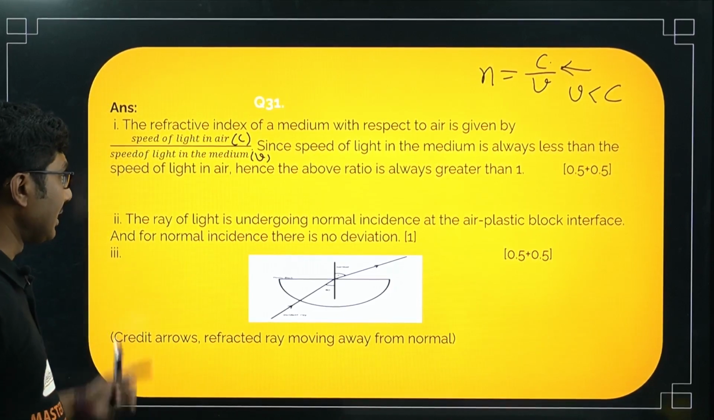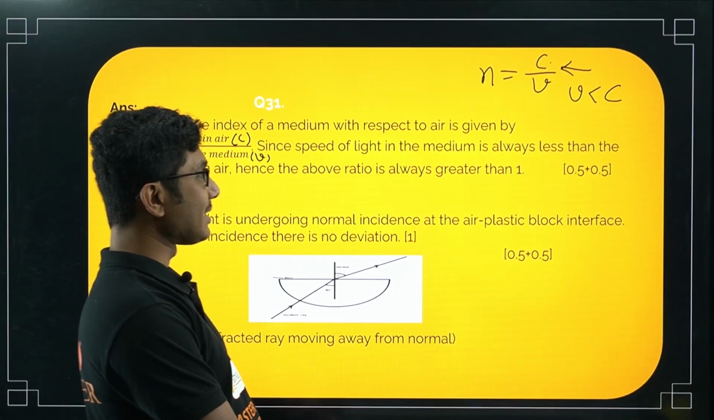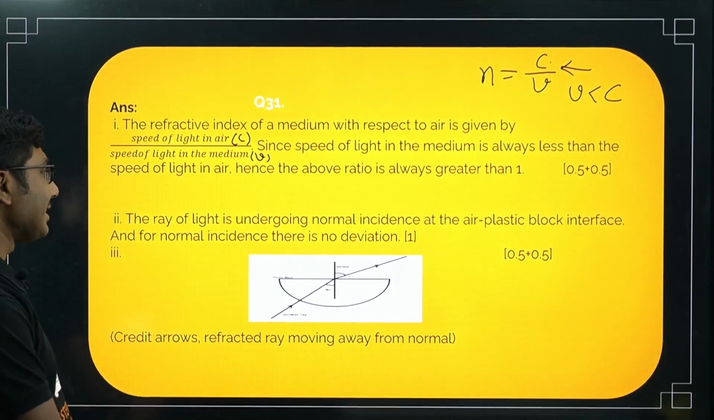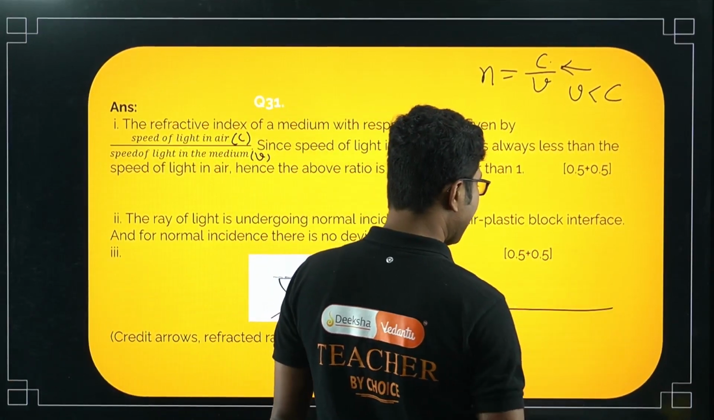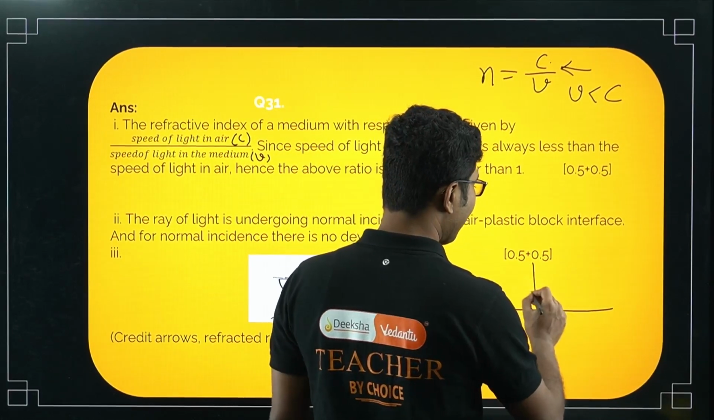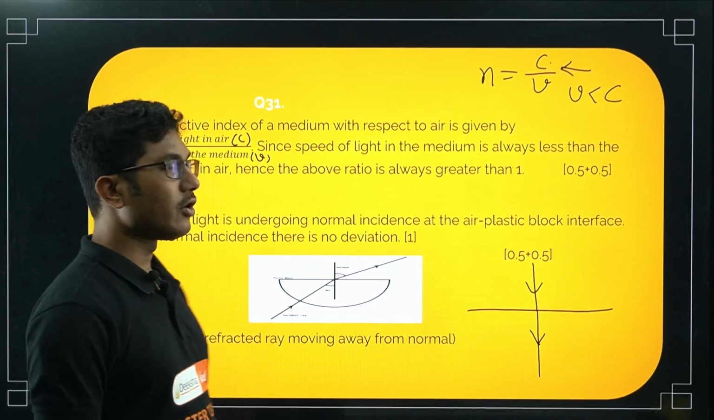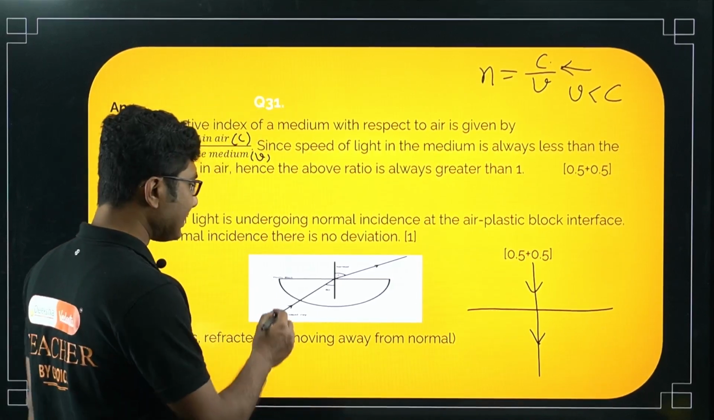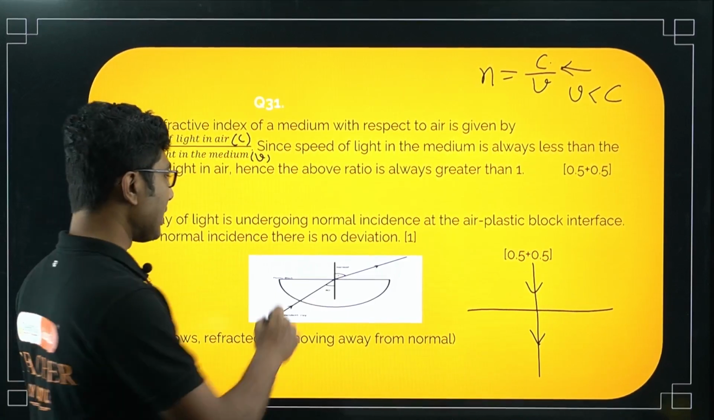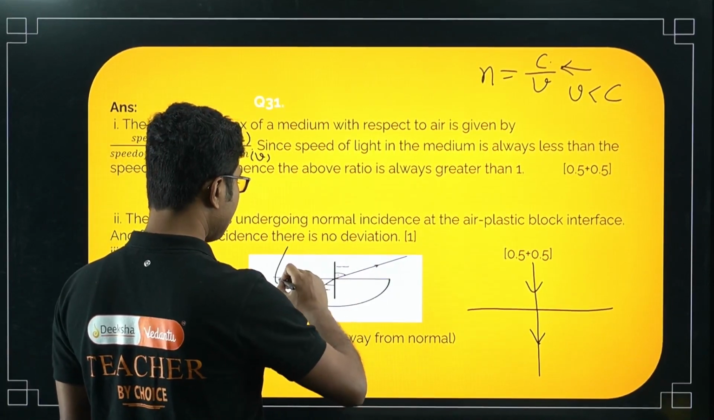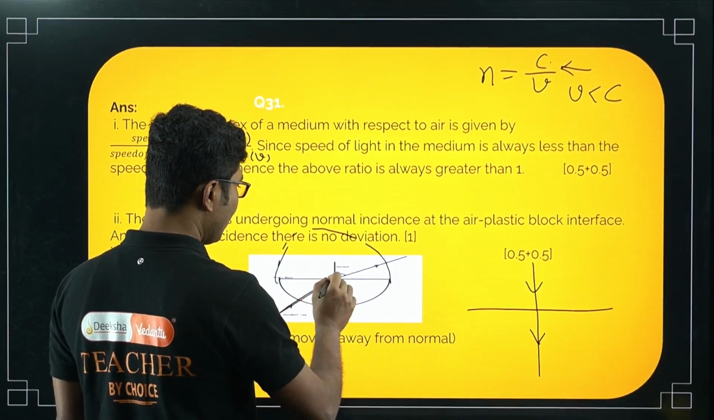Okay, now next part, part 2: the light ray undergoing normal incidence at the air-plastic interface. In normal incidence, there is no deviation. If there is a medium and the light ray is falling like that, it will pass straight through. This is called normal incidence. Now as you can see here, the light ray is traveling towards the center of this, suppose there is an imaginary sphere. Then the light ray is traveling towards the center.